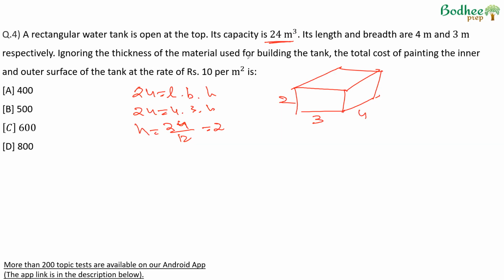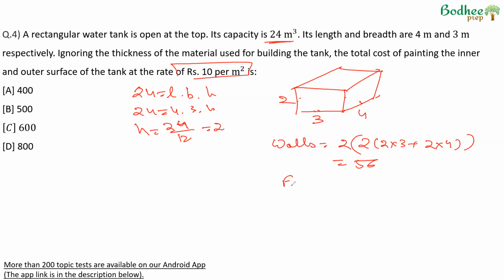Capacity 24. Ignoring the thickness of the material used for building the tank, the total cost of painting the inner and outer surface at 10 per meter square will be. Now, there are 4 walls which will be painted inside and outside. The area of the walls will be 3 into 2, 4 into 2, 3 into 2, 4 into 2, that is 2 times 2 into 3 plus 2 into 4, height into breadth, height into length. Then again multiplied by 2 because inside and outside. 2 3s are 6, 2 4s are 8, 8 plus 6 is 14, 14 into 2 into 2 is 56.